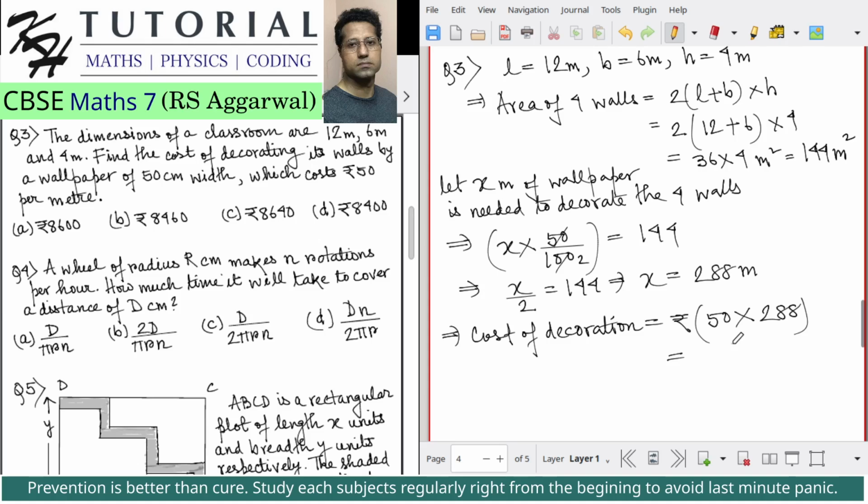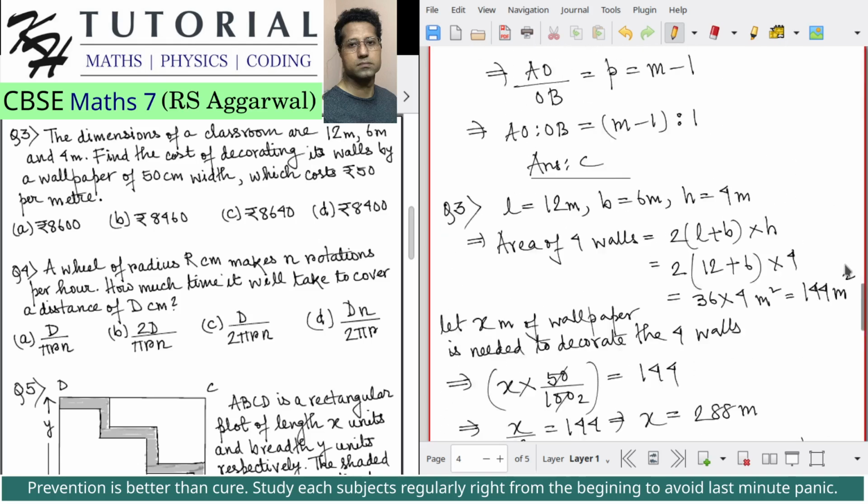288 multiplied by 50 per meter. 288 multiplied by 50 is 1440. Okay, so this is 1440, which is not matching with any of the answers. Let me see if I have made any calculation mistake.